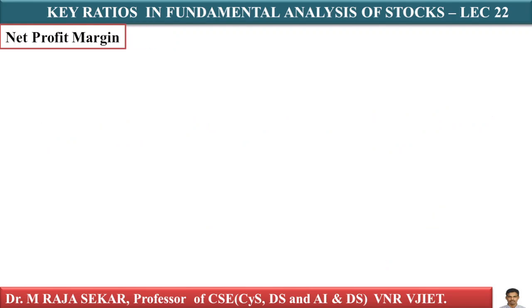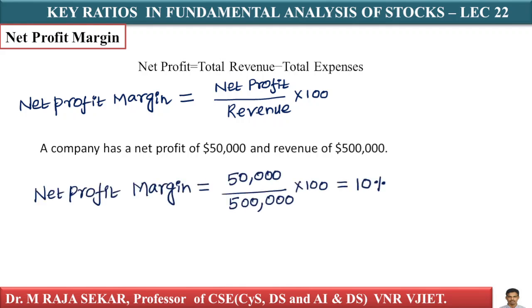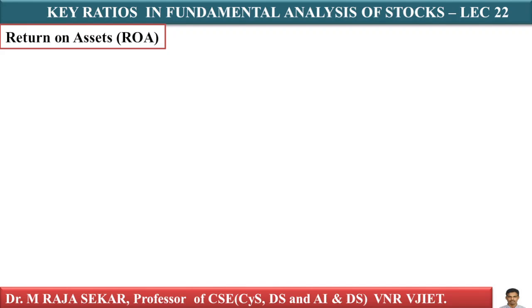In a similar manner, there is net profit margin. What is net profit? Net profit is total revenue minus total expenses. Total revenue includes all the income generated by the business. Total expenses include operating costs, interest, tax, depreciation, and other expenses, isn't it? Net profit margin equals net profit by revenue into 100. Let me take one simple example. Let me assume company net profit is $50,000 and revenue is, let me say, $5 lakhs. In this case, net profit margin is 10%. I will discuss all these ratios in a detailed manner in future classes.